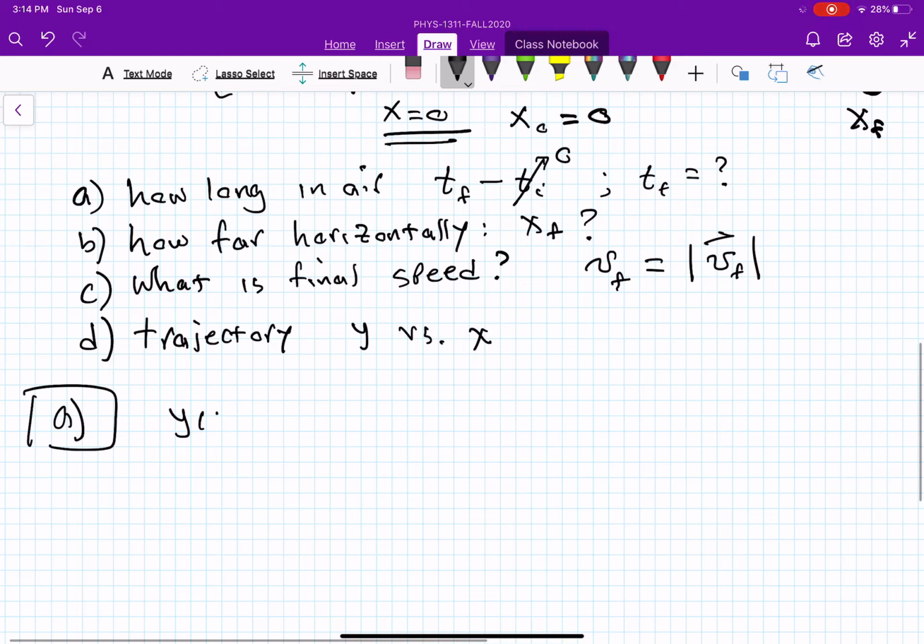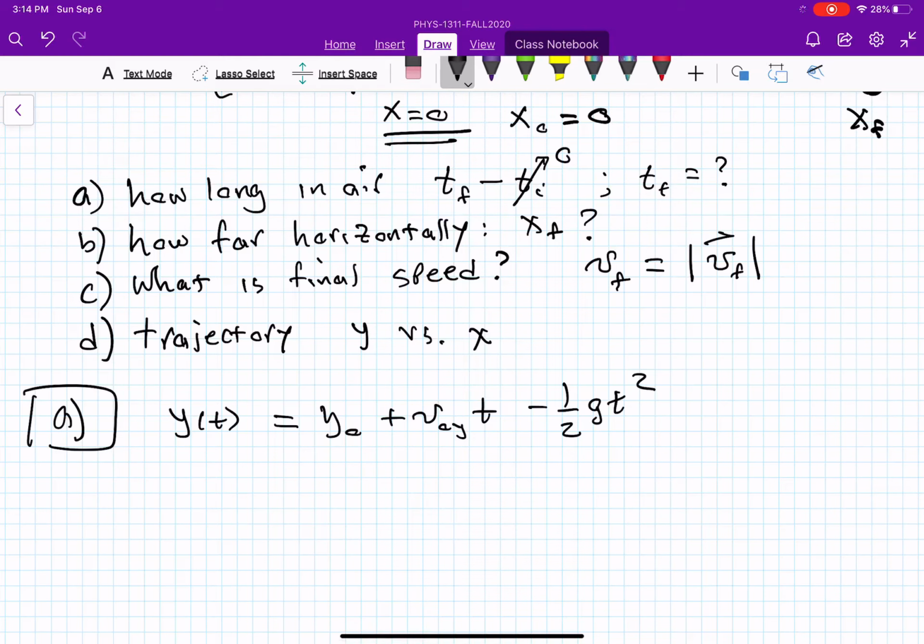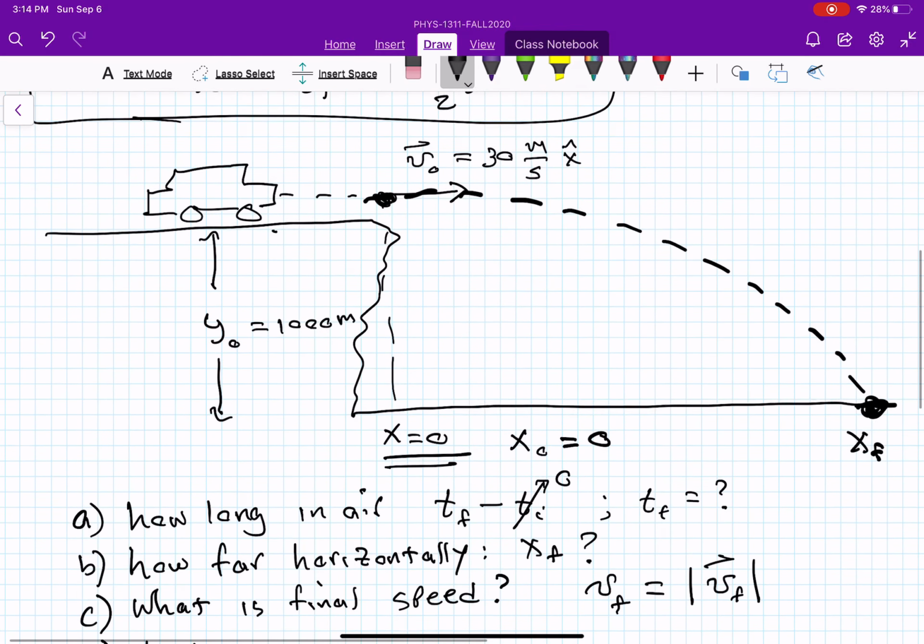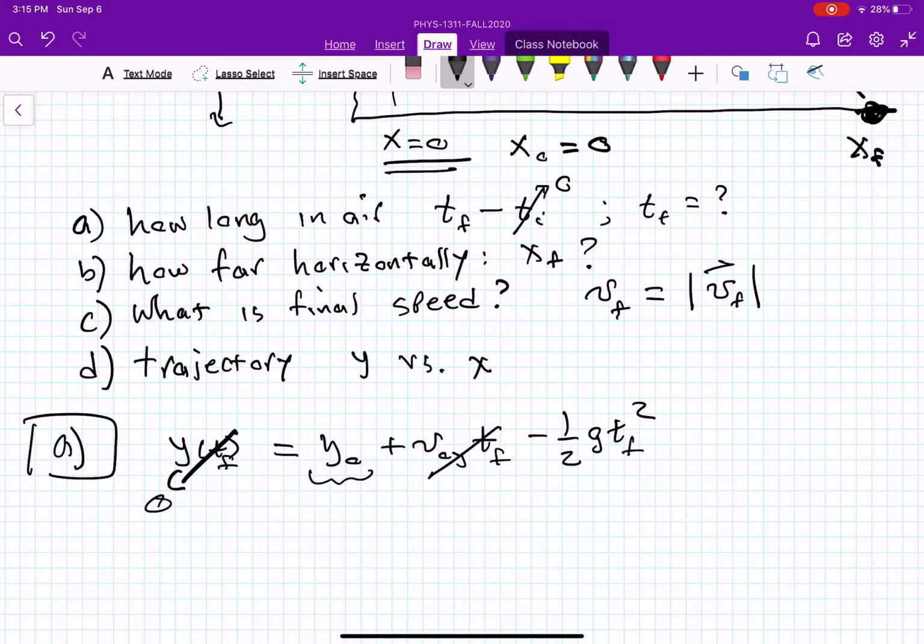So y of t is equal to y0 plus v0y t minus 1/2 gt squared. What do we know and what do we not know here? We know y at the final time, if I evaluate this at tf, so I'll change all these to f's. So at tf, y final is equal to 0 because that's where they hit the ground. I know y0 is 1,000 meters, so I know what that quantity is. I'm not going to plug it in until the end. And I know v0y is 0 because their initial velocity is purely horizontal. There's no y component to the initial velocity. And so this whole term vanishes.